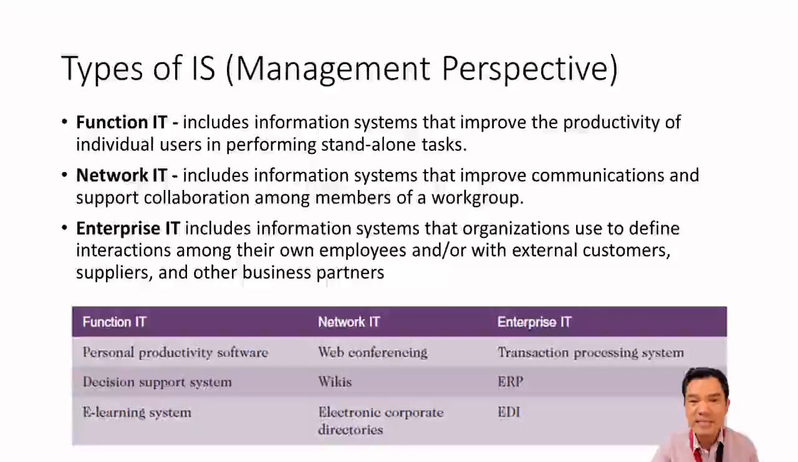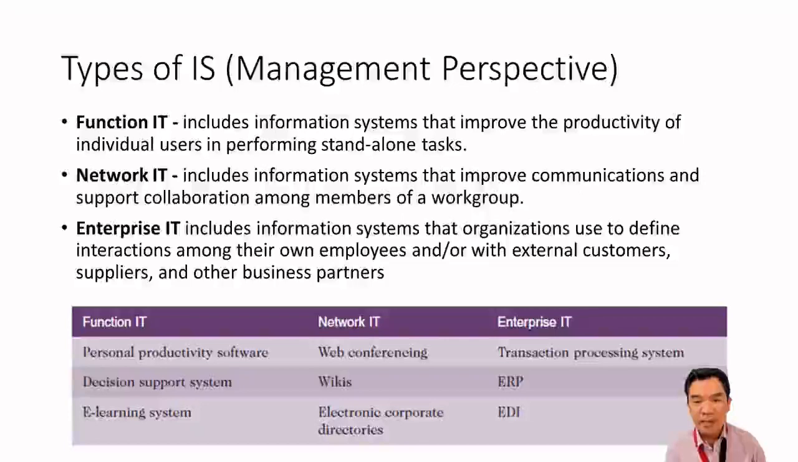It includes information systems that organizations use to define interactions among their own employees and with external customers, suppliers, and other business partners. So that means we are now looking at how the organization is connected to the outside and inside employees. Another perspective is that these are functions or systems that support various departments of the organization. So we look at how different systems are interconnected within the organization.